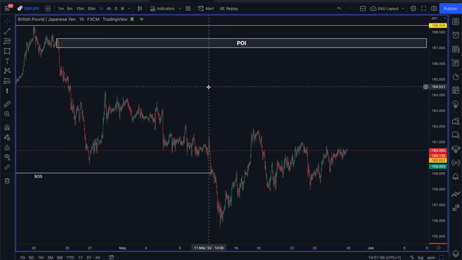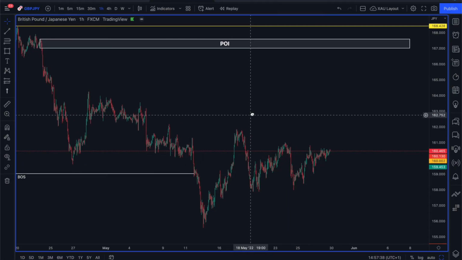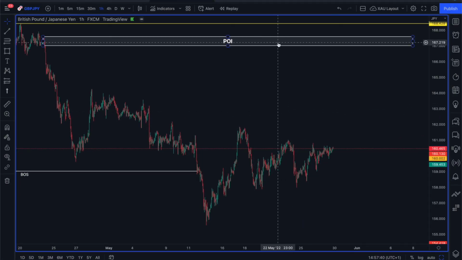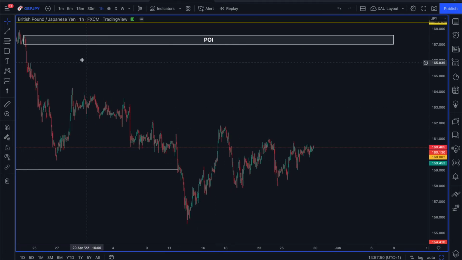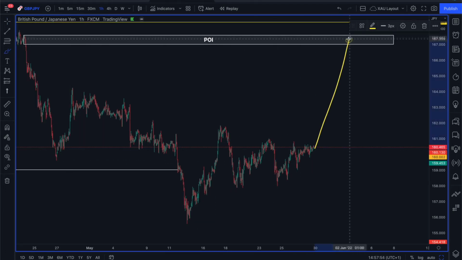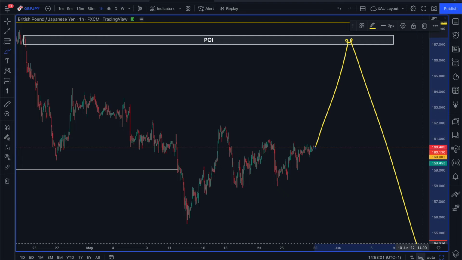Now moving over to the Great British Pound to the Japanese Yen pair, we can see a POI highlighted here. This has definitely been left unmitigated. We have had a break of structure, so this confirms bearishness longer term. So I would like to see price trail up, show signs of displacement, a break of structure, a distribution, whatever it may be, and then go bearish. We can again take advantage of those sell positions and hold that longer term.